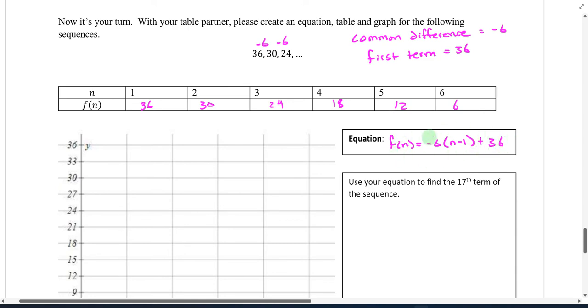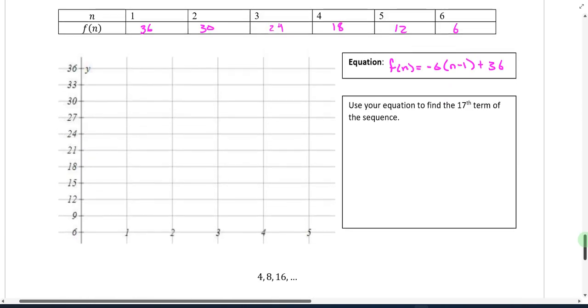So there's our equation. And remember, if you're on a test or you're on a quiz, you might want to test a couple of values. You might want to test 2, 3, 4 and make sure that you're getting the right term values out of your equation, okay? So now we're going to work on the graph.